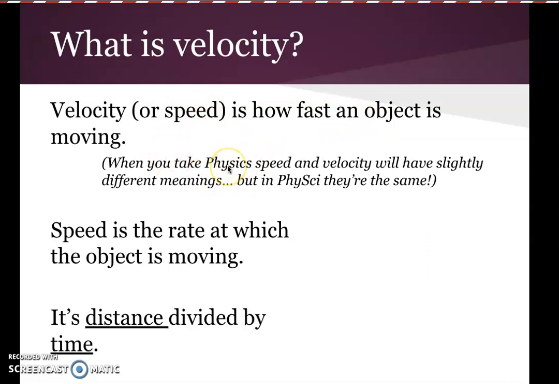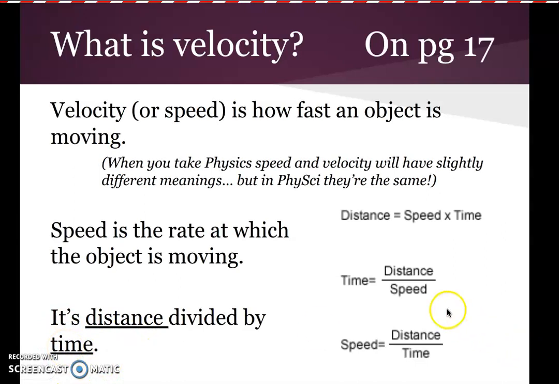When you take a physics class later on, velocity is actually something that has both speed and direction. It's both how fast and where it's going, and speed is just how fast. But in physical science, we're not going to stress about the difference. We're going to use the words as pretty much the same. So speed and velocity for us, same thing, how fast it's going. And it's the rate at which the object is moving. So a rate means it's an amount per time. So it's how far it goes per amount of time it takes to go there.